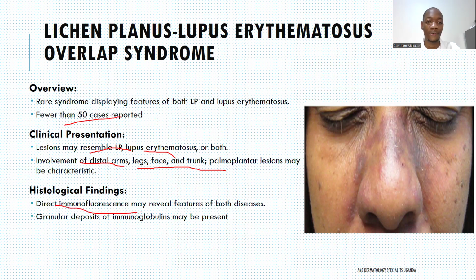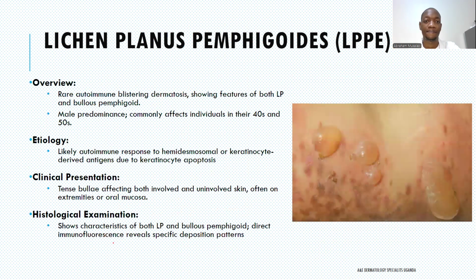And in histology, you can hardly tell a difference between the two. You have to do direct immunofluorescence, which will reveal the features of both diseases, and then you'll have granular deposits of immunoglobulins in this picture. So even with histology, you'll have a confused picture having both features of lichen planus and lupus erythematosus.